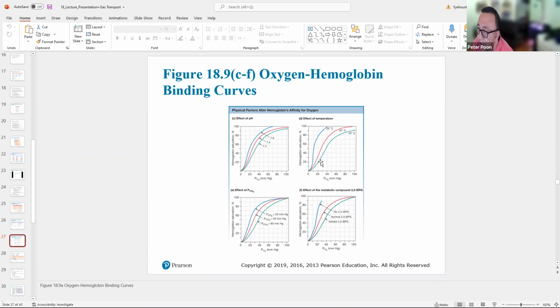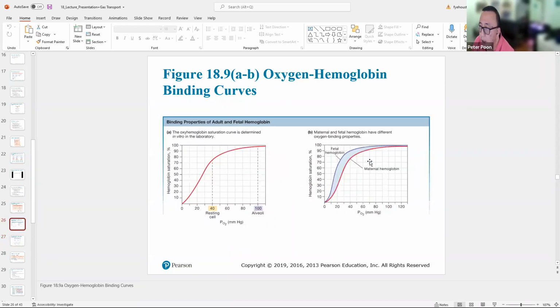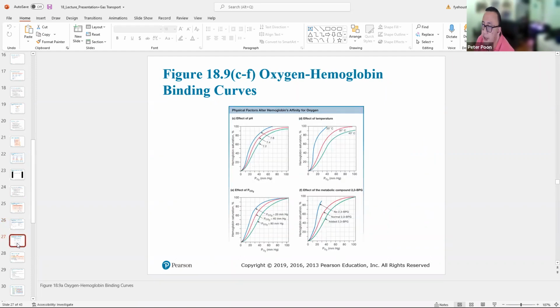So affect the pH, affect the temperature, affect the CO2, all that. An increase in pH, temperature, and CO2 pushes it to the right. Maternal hemoglobin shifts right, and fetal hemoglobin pushes it to the left.